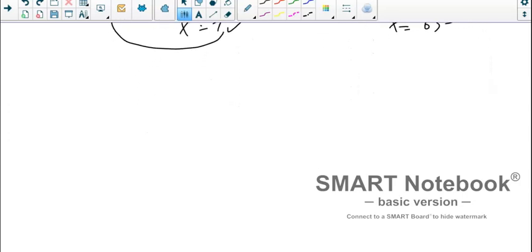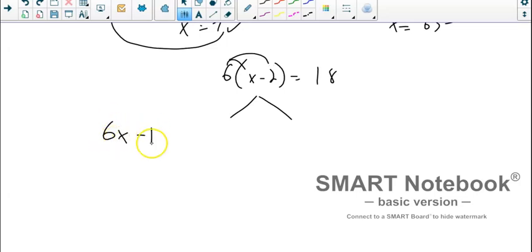Now, let's step it up a little bit and do something like this. 6 times x minus 2 equals 18. Well, in this case, there's actually two ways to approach this problem. I'm going to show you both. I know my personal favorite way, but everybody has their own way of approaching things. You can distribute this, and sometimes you have to. Okay, if that was a 5, we'd have to do this problem this way. All right? But there is an option, and we'll get to that. But I'm going to multiply and get 6x minus 12 equals 18.